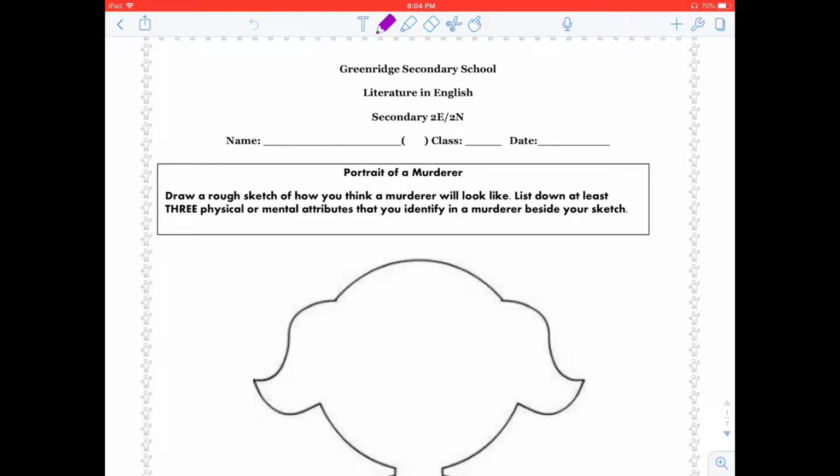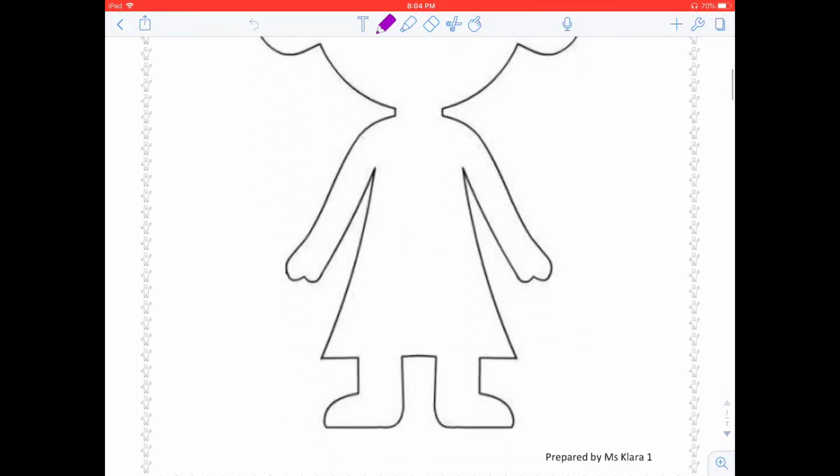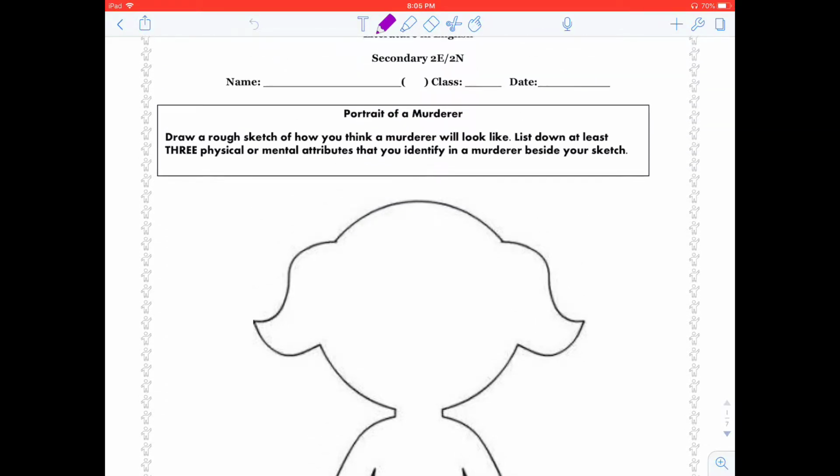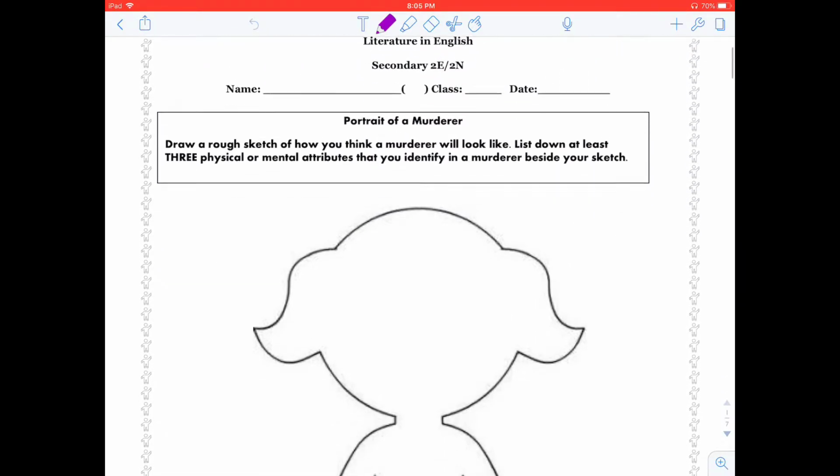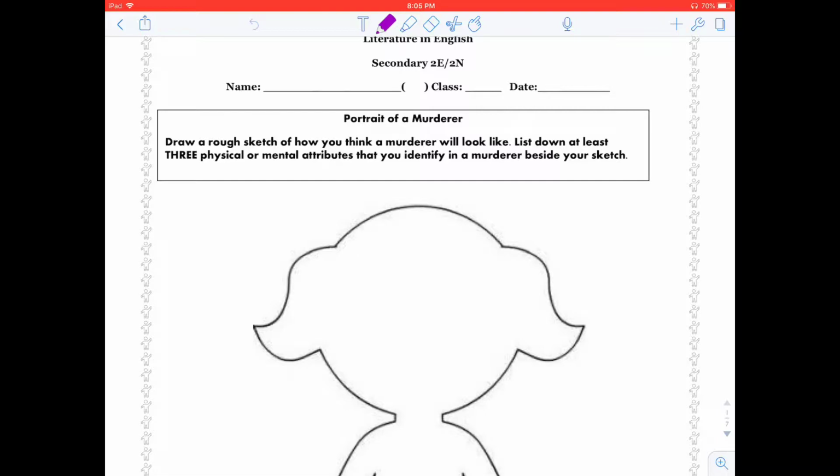Okay, hi guys. Now, on your worksheet, you will see this blank picture of a girl. What I need you to do is to draw a sketch of how you think a murderer will look like, and list down at least three physical or mental attributes that you identify in a murderer beside your sketch. Remember we talked about the Disney characters, the normal villains. So use your imagination and your prior knowledge on how a murderer will look like.